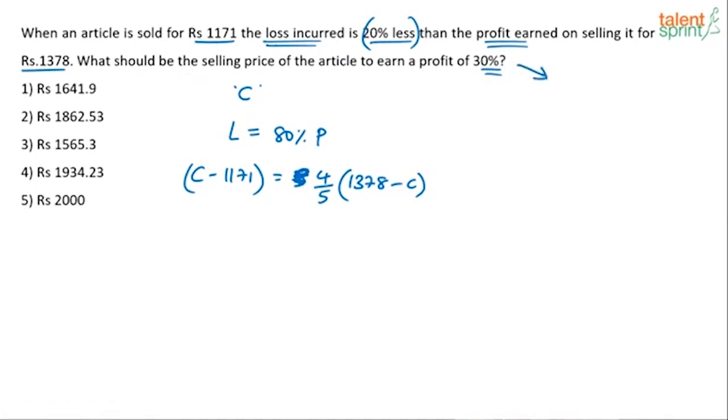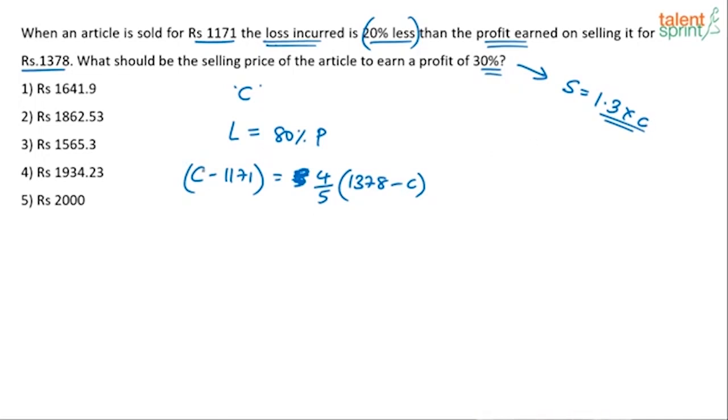30%? See, when I need profit of 30%, selling price should be 1.3 times the cost price. Selling price should be 130% of cost price. Selling price equals cost price plus profit. So 30% is the profit, right? So 100% plus 30%, 130%. 130% is 1.3. So evaluate the value of C from this equation, put it back in this equation here and get the answer. 2 steps again.